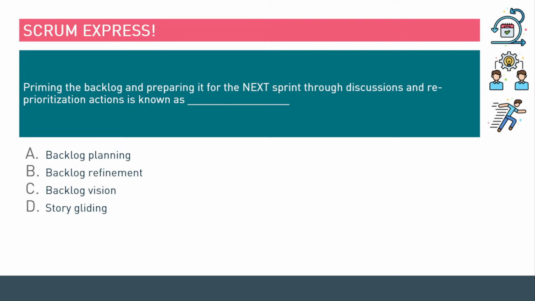Next question. Priming the backlog and preparing it for the next sprint through discussions and reprioritization actions is known as what? The best answer is not C or D, and it's not A. It is B, backlog refinement.